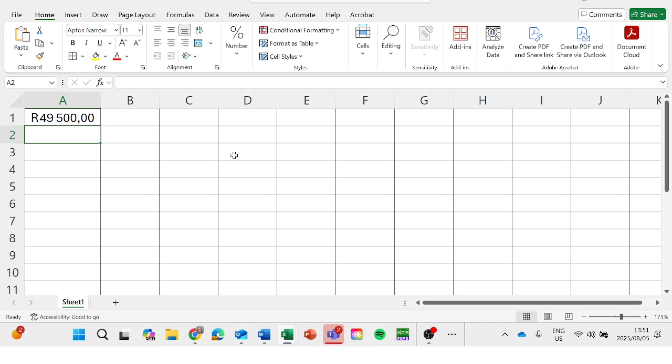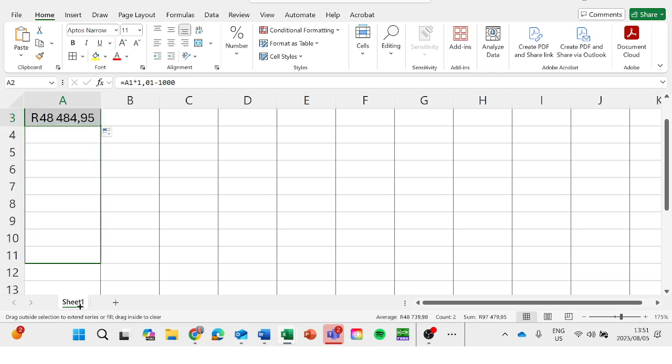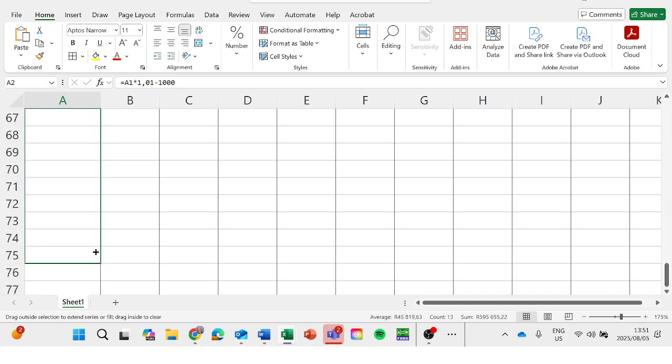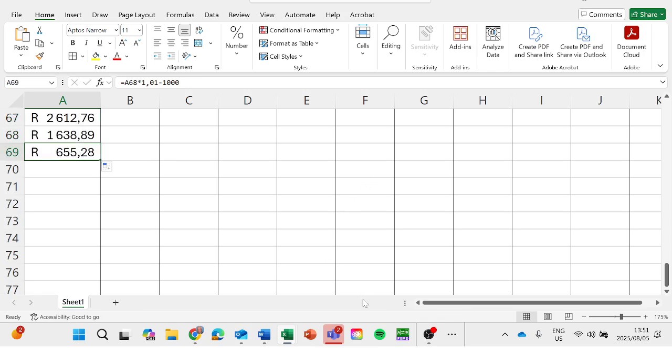Now we're going to press equals, and we're going to take that amount times 1,01, and then we're going to subtract a payment. Okay, we didn't subtract quite enough. We subtracted 100. We need to subtract 1,000. And now we can just copy this down. So his balance after his third payment is that, fourth payment, after 14 payments, that's what he owes. We can just keep on dragging it down. After 68 payments, he owes that. After 69 payments, he owes 655 and 28.